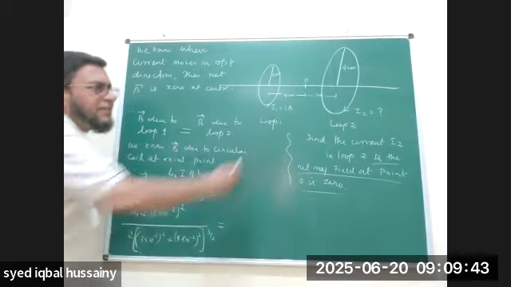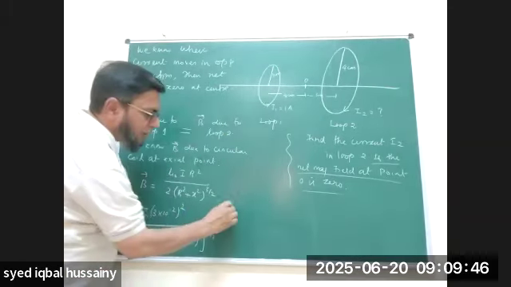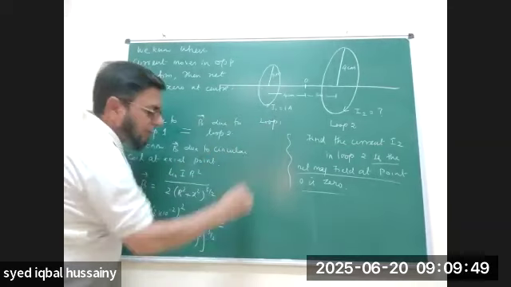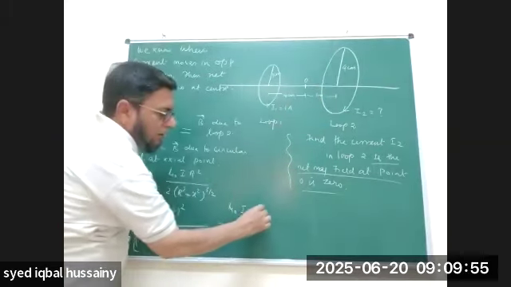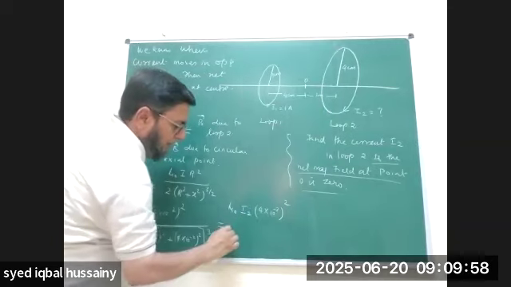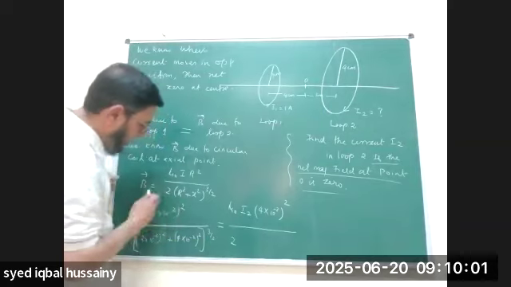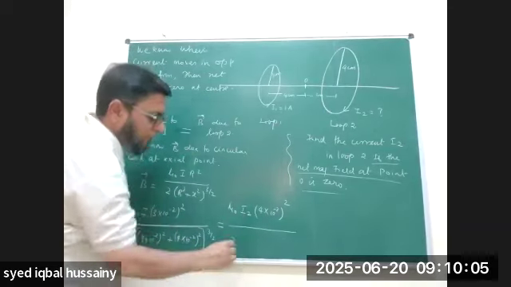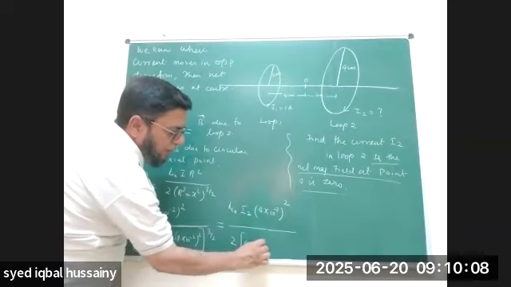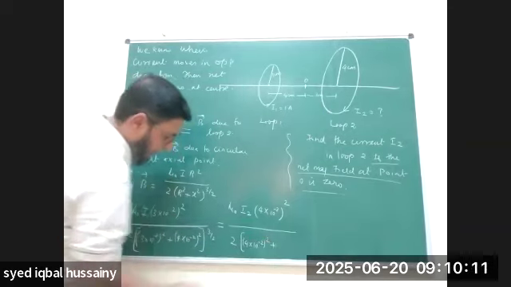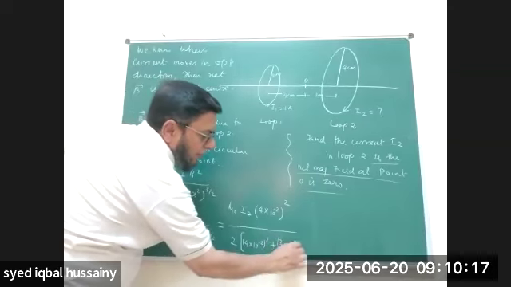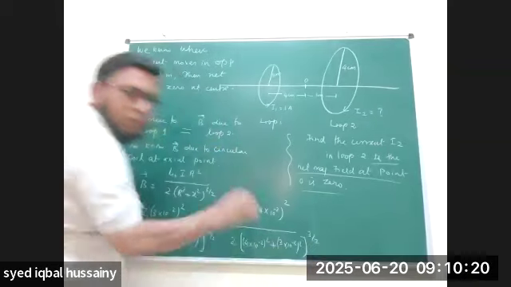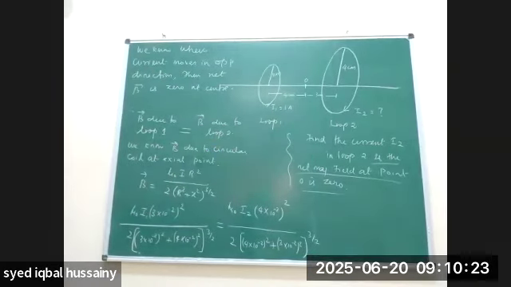This will be equal to, for the second coil, the same formula I am substituting, mu naught. For the second loop, I2 current is flowing, mu naught I2 r square, for this radius is 4 centimeter, (4 into 10 power minus 2) whole square, divided by 2 into (r square plus x square) whole power 3 by 2, where x distance is 3 centimeter given, (3 into 10 power minus 2) whole square. So up to this, please copy. I'm just substituting the formula.